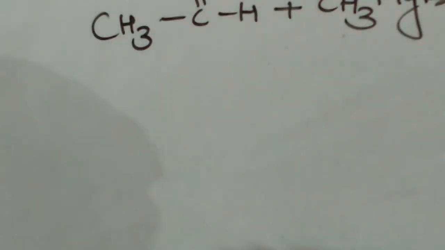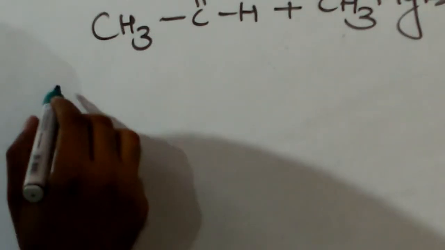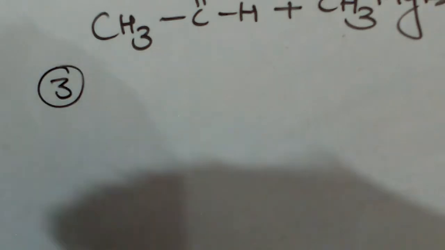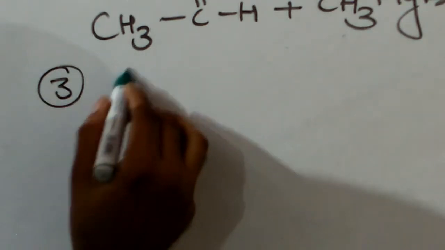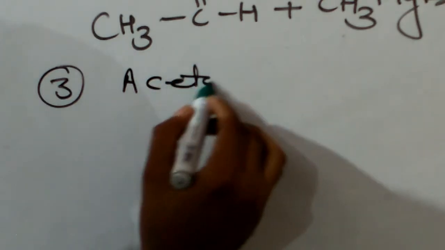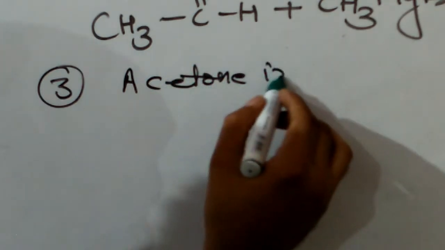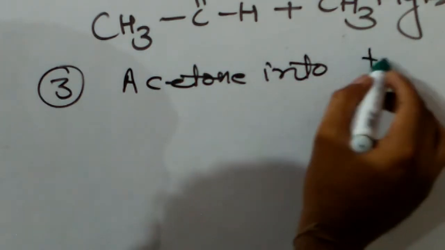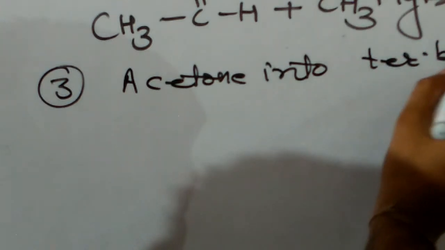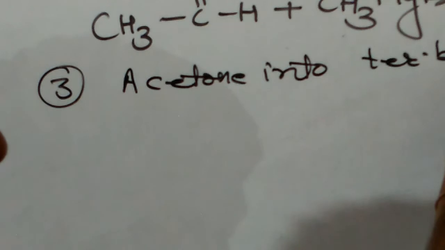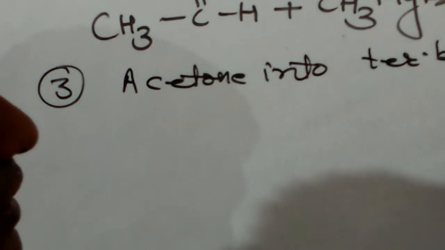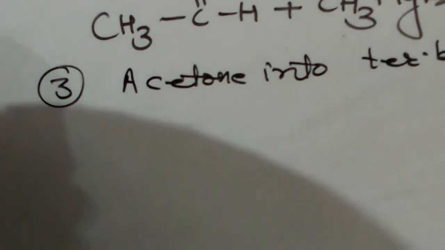Propane 2-ol as a product. Third question might be, convert acetone into tertiary butyl alcohol. Most important one, generally asked in your exams. Acetone into tertiary butyl alcohol or 2-methyl propane 2-ol.